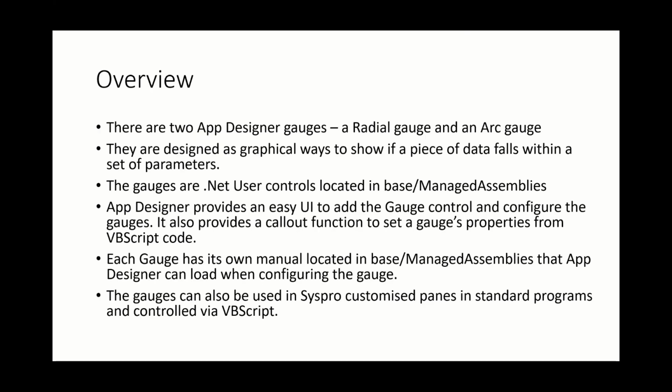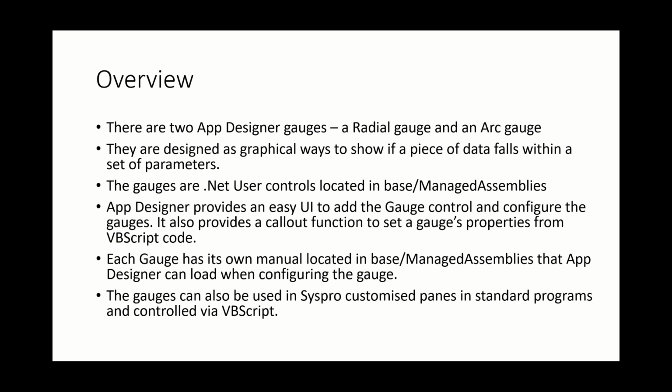There are two App Designer gauges, a radial gauge and an arc gauge. They are designed as graphical ways to show a single piece of data within a set of parameters. So, for instance, you might be interested in looking at how much percentage of credit limit had been used by a customer, or what the run rate of a particular machine was, and whether it was running within a set of parameters. The gauges are actually .NET user controls, and they reside in base managed assemblies along with all the other .NET user controls that Syspro uses.